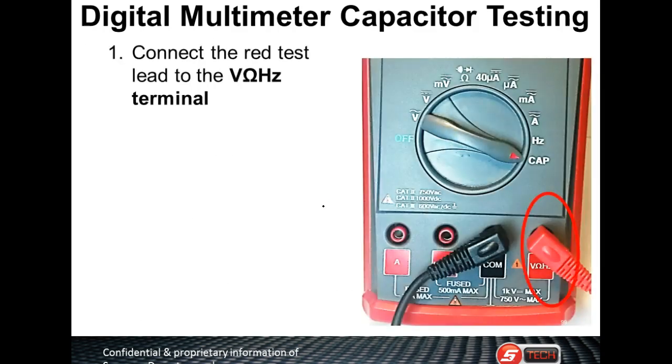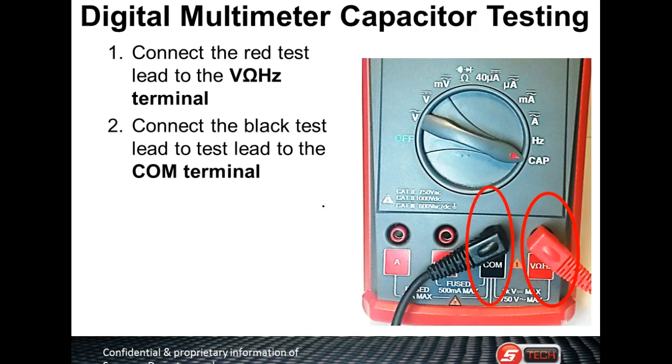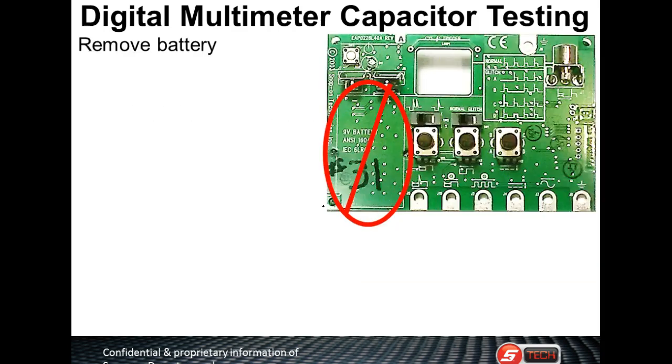So we're going to test capacitor testing. This guy has a capacitor checker, so we're not going to use the ohm meter. We're going to actually use the capacitive checker. Connect the black lead to the black and the red lead over to your volts, ohms, and hertz, right? And then move it to cap. Everybody okay? And then what we're going to do is we're going to remove the battery. Battery's out.